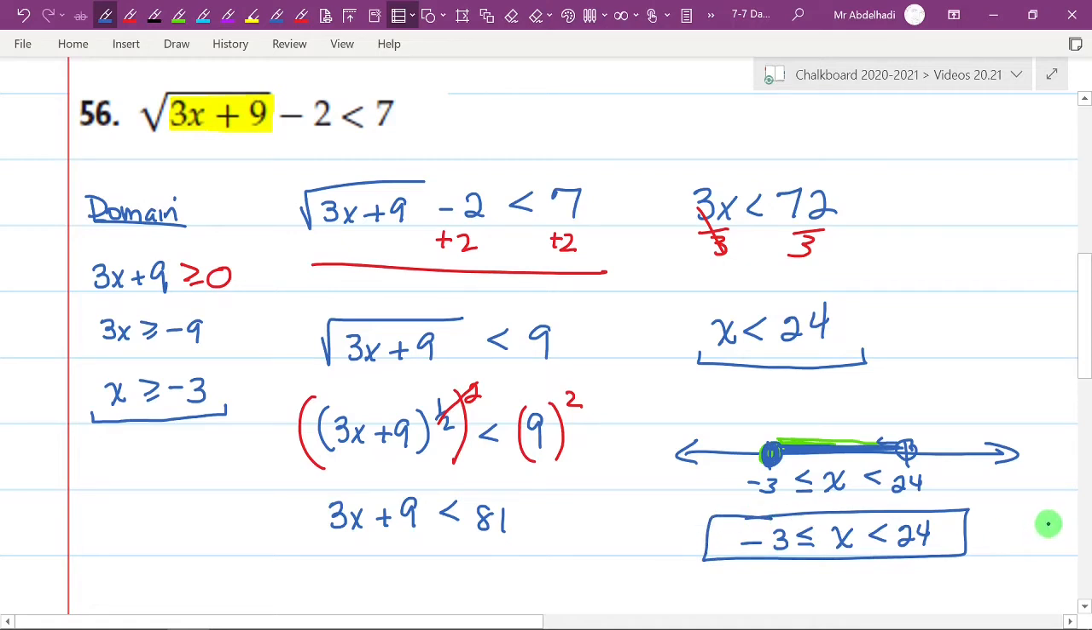Okay? So just to recap, find the domain, solve the inequality the usual way. When you get your answer, however, you need to combine this answer with this inequality and create a number line, and then use that number line to write your answer. Okay, let's try another one.